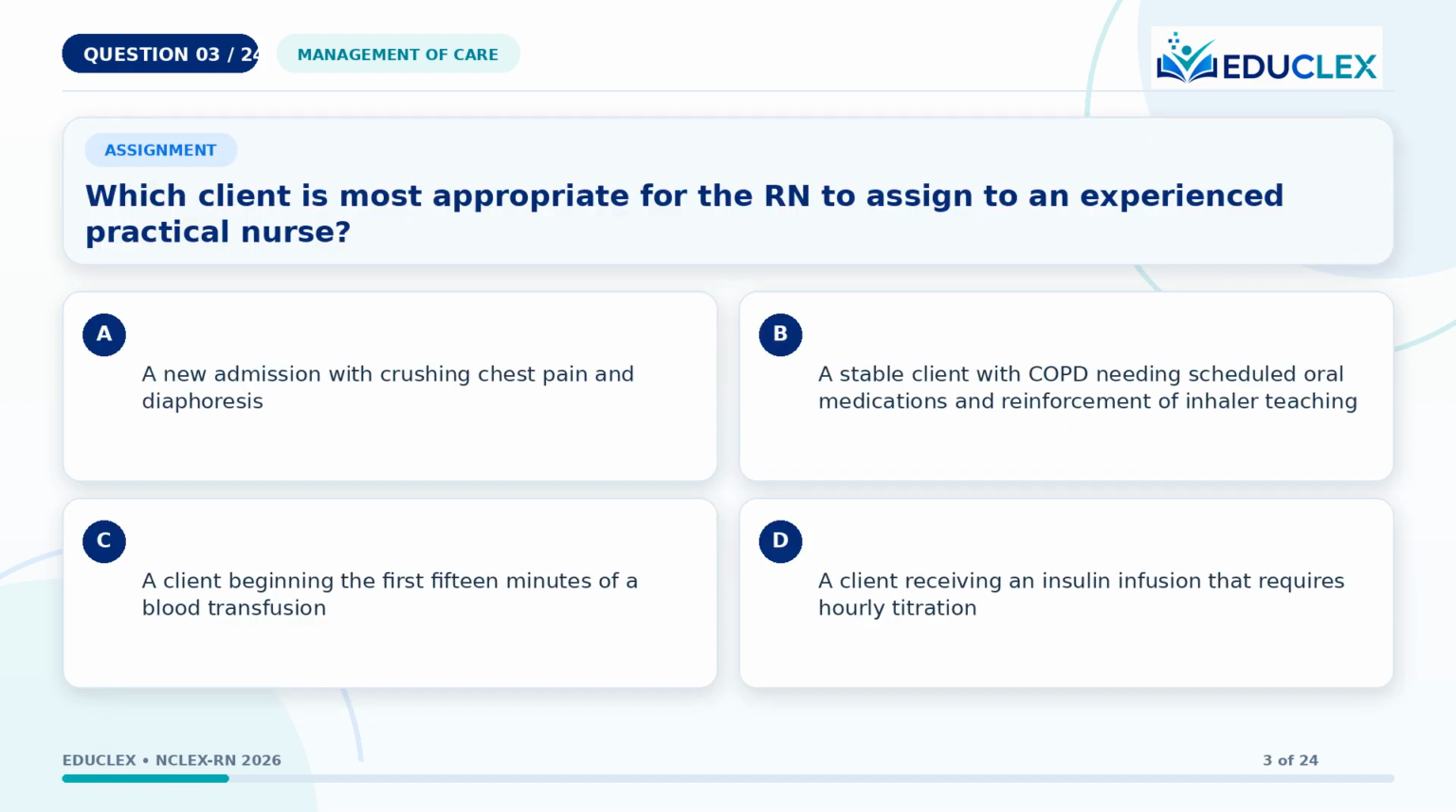Question 3. Which client is most appropriate for the RN to assign to an experienced practical nurse? Option A. A new admission with crushing chest pain and diaphoresis. Option B. A stable client with COPD needing scheduled oral medications and reinforcement of inhaler teaching. Option C. A client beginning the first 15 minutes of a blood transfusion. Option D. A client receiving an insulin infusion that requires hourly titration.